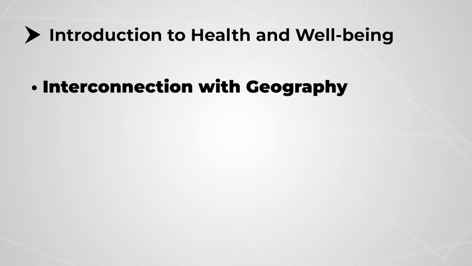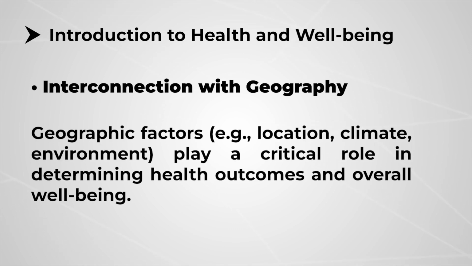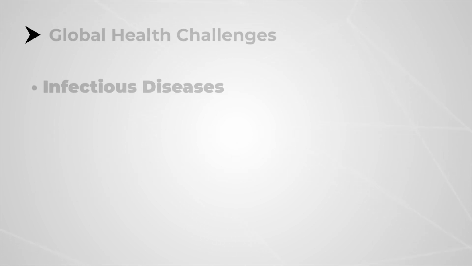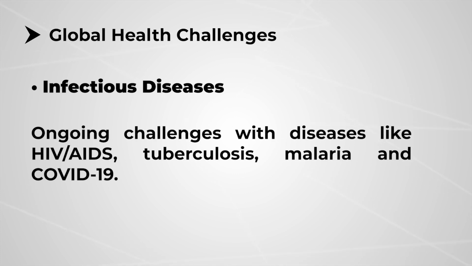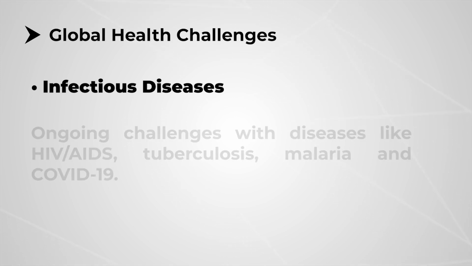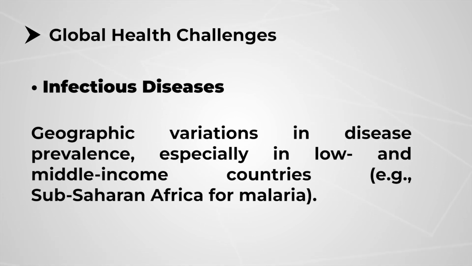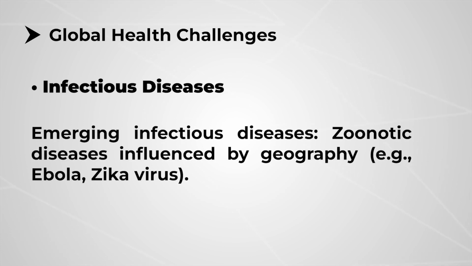This has interconnections with geography. For example, geographical factors like location, climate and environment play a critical role in determining health outcomes and overall well-being. Infectious disease, global health challenges: for example, ongoing challenges with diseases like HIV/AIDS, tuberculosis, malaria and COVID-19. Geographic variation in disease prevalence, especially in low and middle income countries, for example, Sub-Saharan Africa for malaria, and emerging infectious diseases like zoonotic diseases influenced by geography, for example, Ebola, Zika virus.